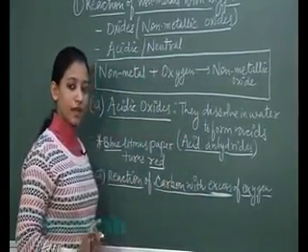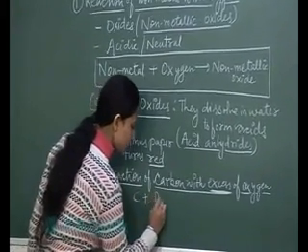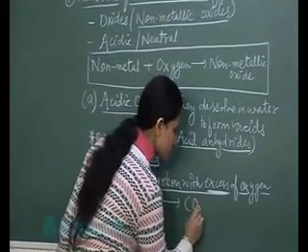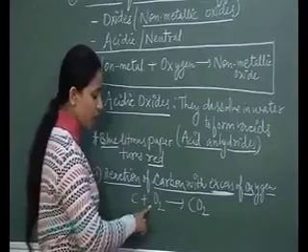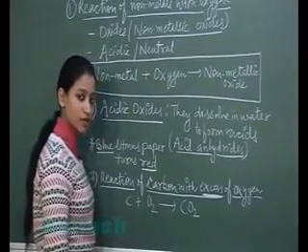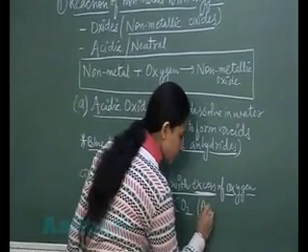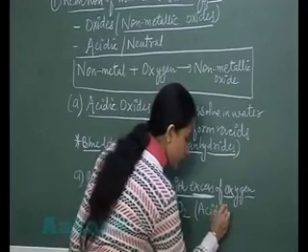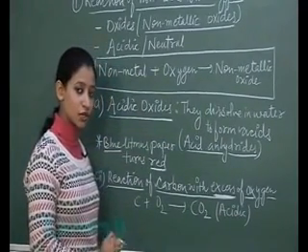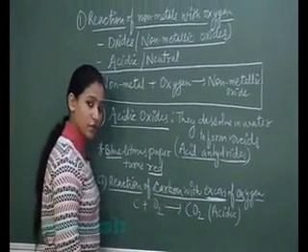In the presence of excess oxygen, carbon burns, carbon plus oxygen, to give an oxide which is carbon dioxide. What is the nature of carbon dioxide? It is acidic in nature. And how to prove that it is acidic in nature? One thing is that its solution turns blue litmus paper red. Now it forms acid, therefore it is an acidic oxide.